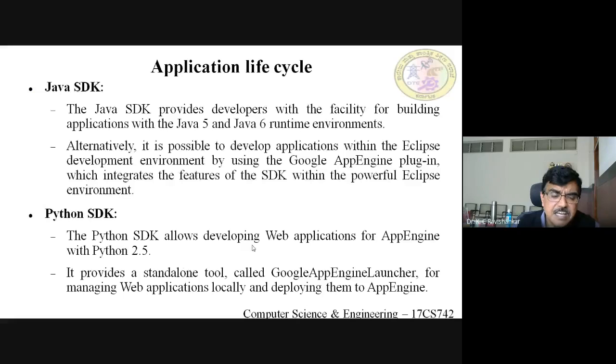Python SDK. The Python SDK allows developing applications for App Engine with Python 2.5. Now 3.0 is already there; you can use the 3.x Python SDK, which is already available. It provides a suitable standalone tool called Google App Engine Launcher for managing web applications locally and deploying them into App Engine. So these are the facilities related to application development and testing.